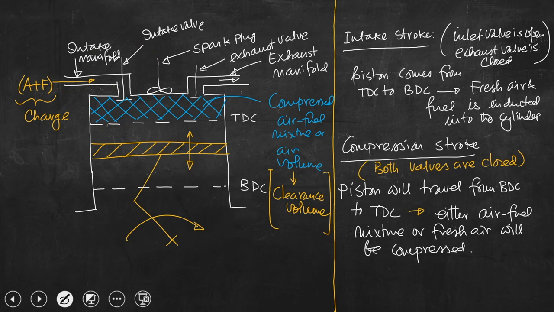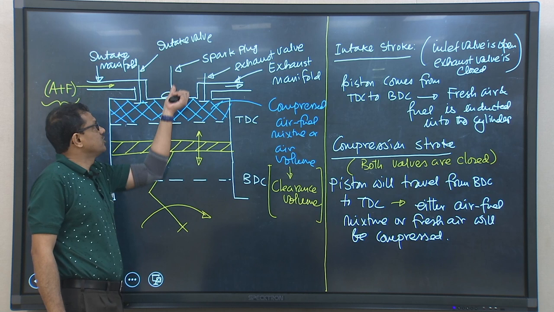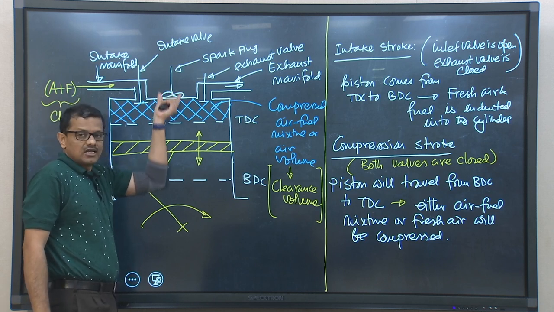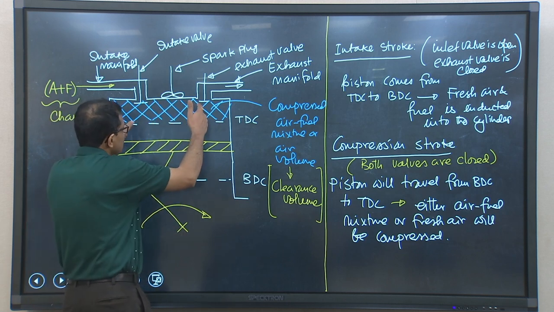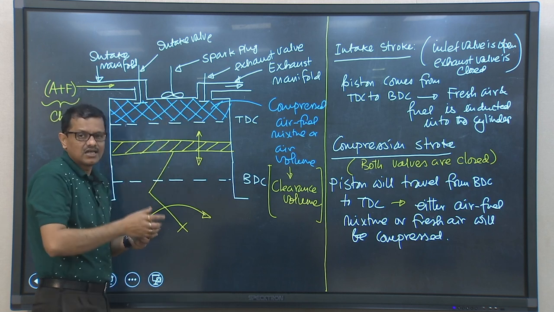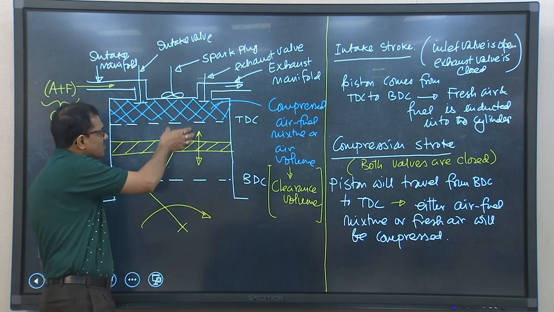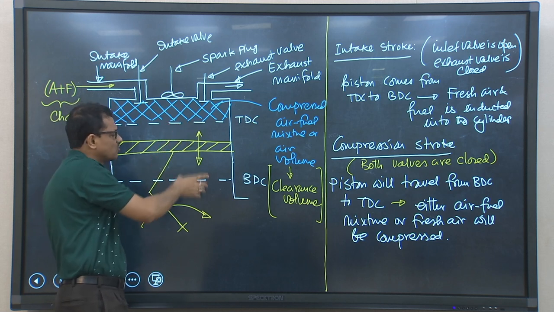Let me tell you, we can understand that we need to initiate combustion. If it is an SI engine, combustion will be initiated, that is ignition, by using the spark plug. So, we need to ignite the compressed fuel-air mixture by the spark produced by the spark plug, and that initial ignition will ignite the total charge, and the entire combustion will be completed. As a result, the piston will travel from TDC to BDC.